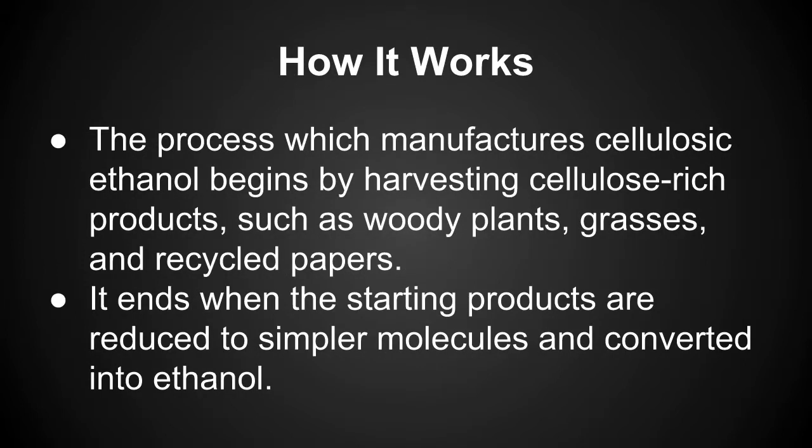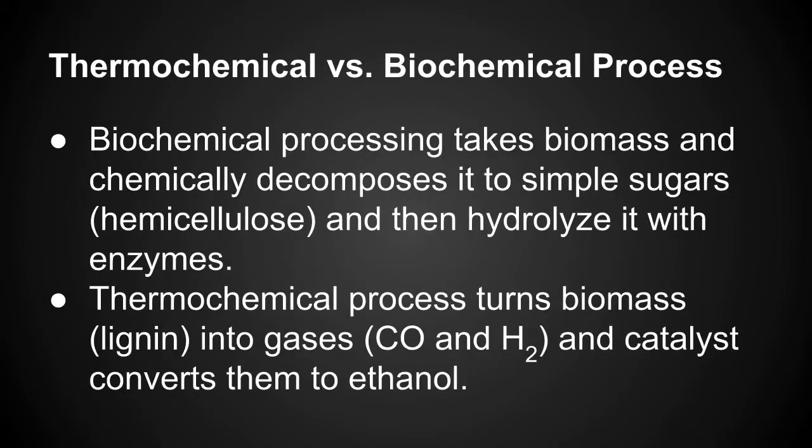So how is cellulosic ethanol made? Well, the process which manufactures cellulosic ethanol begins by harvesting cellulose-rich products. These include woody plants, grasses, and recycled papers. The process ends when the starting materials are reduced to simpler molecules and then converted into ethanol.